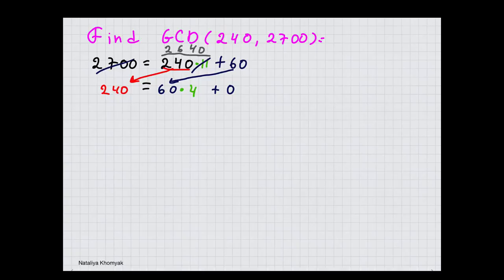Once you reach 0 as the remainder, the previous remainder becomes your answer. So the greatest common divisor of 240 and 2700 is 60.